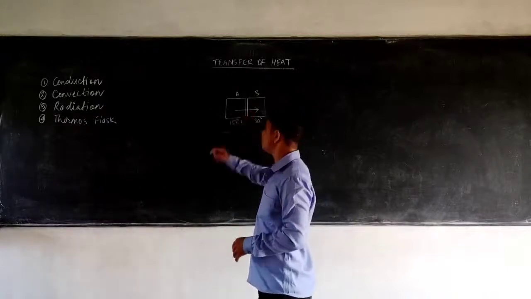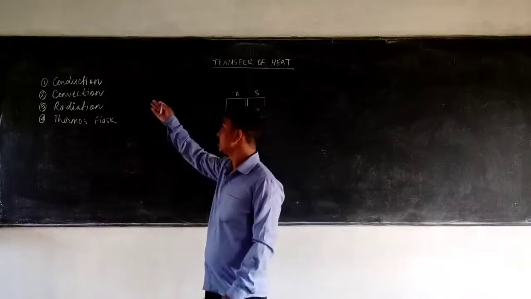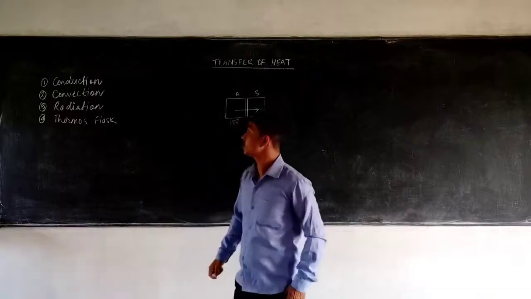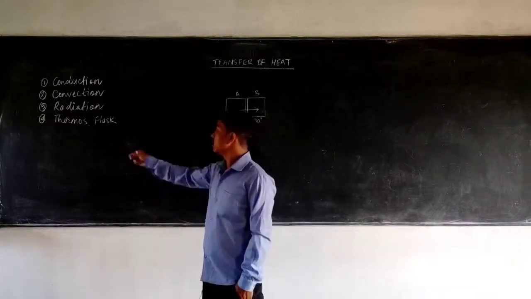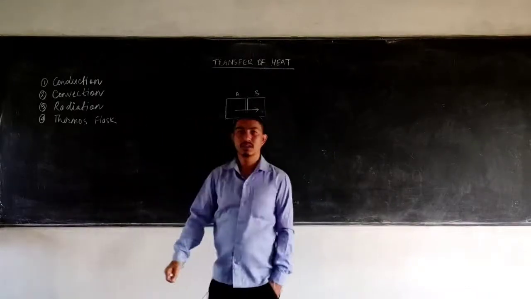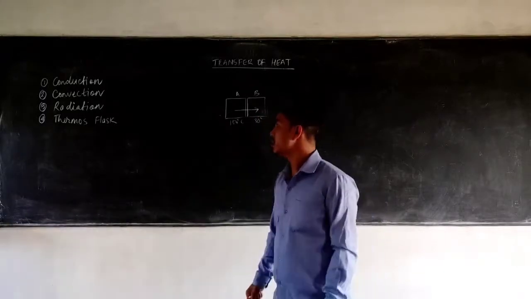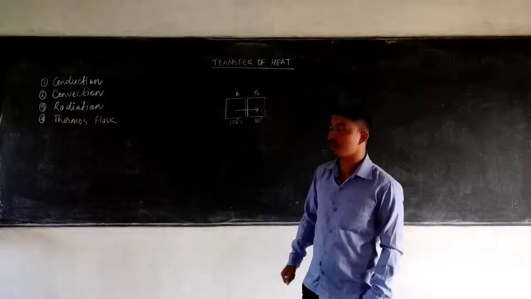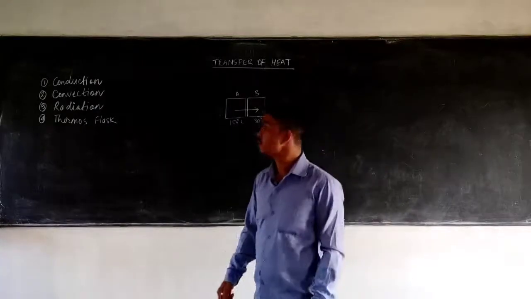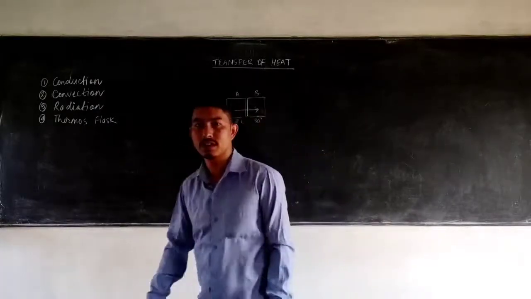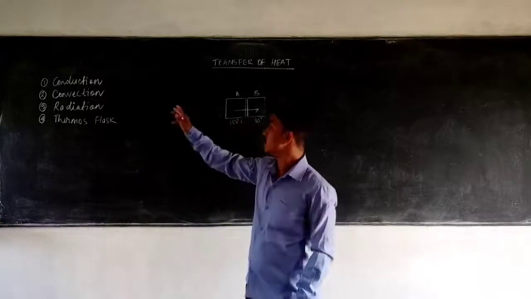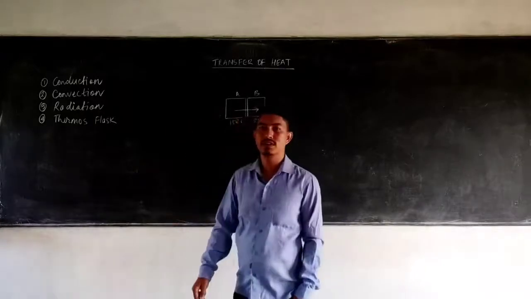But this transfer of heat can take place in 3 ways. In case of solids, it takes place by the process of conduction. In case of liquids or gases, the transfer of heat occurs by the process known as convection. And in space, or in the absence of any medium, the heat transfers by the process of radiation. We will be discussing each of them briefly in this chapter.